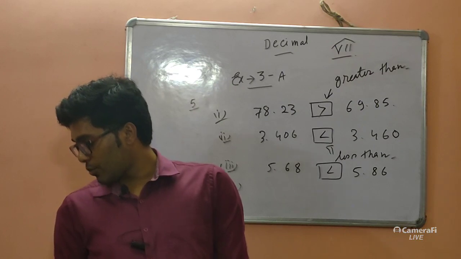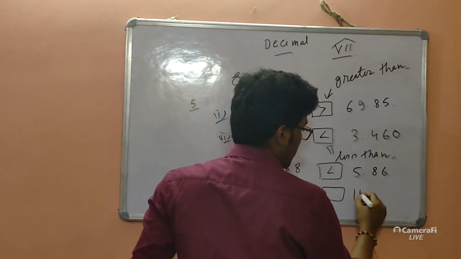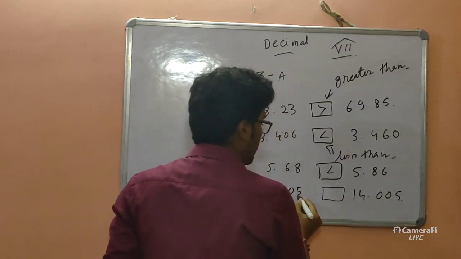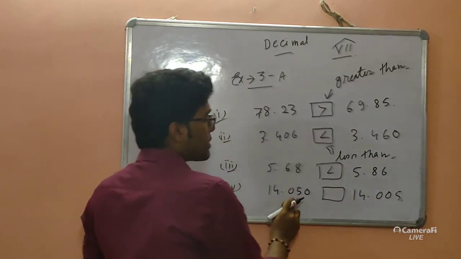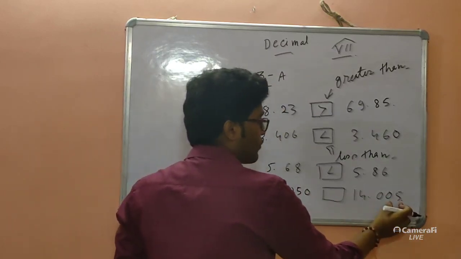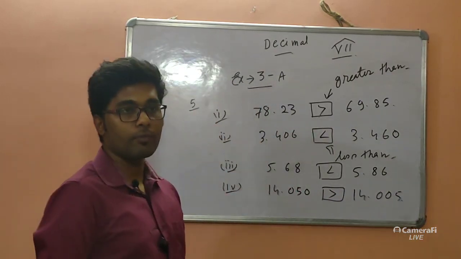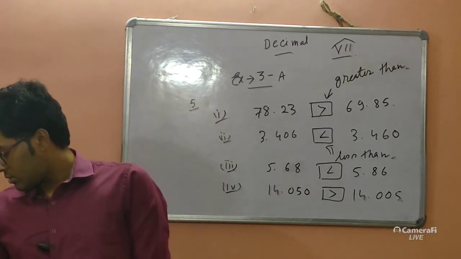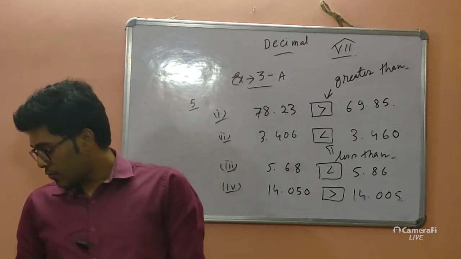question number 4. 14.05 box 14.005. So at first we make them like decimals. So here 2 digits, here 3 digits, so make it like. Now the whole number part is same, so after the point we check 0 and 0 same. Next here is 50, here is 05, so which is greater? Obviously 50 is greater than 05, right? So therefore this number will be greater than this number. Clear? Okay, so I hope you have understood this. Fine, let us go to the next question then. Question number 6.